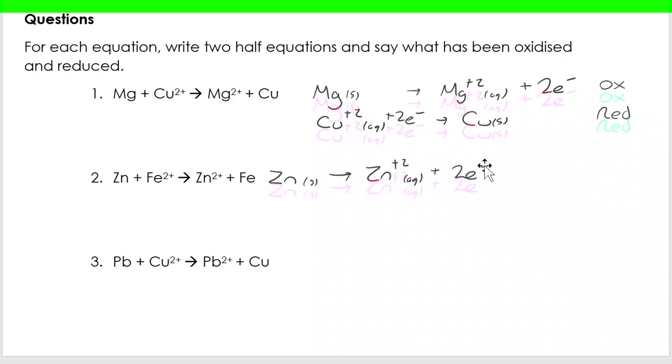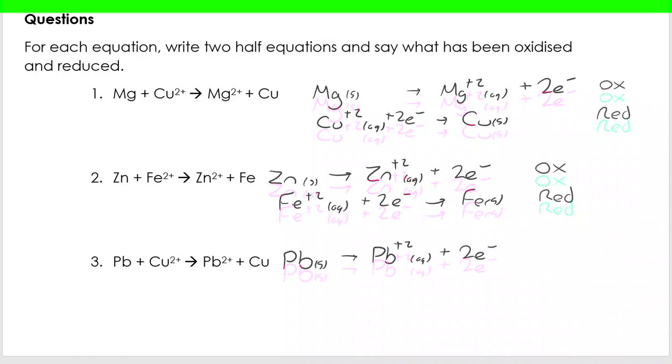The zinc being oxidized to Zn2+, oxidized because it's lost electrons, and the iron ions being reduced to iron, gaining electrons in the second one. So oxidation and reduction. And finally, on this selection of equations, the lead being oxidized to Pb2+, and the Cu2+ ions being reduced to copper. Oxidation for the lead and reduction for the copper ions.